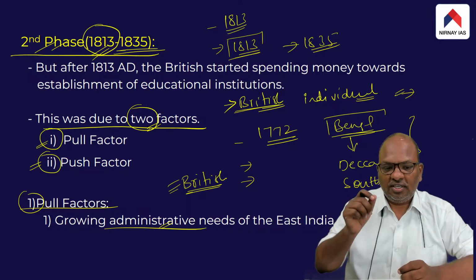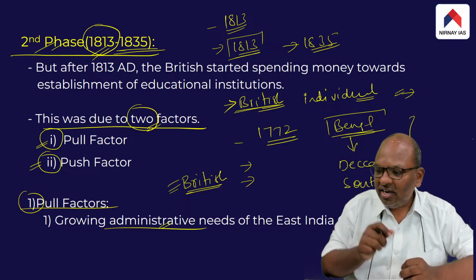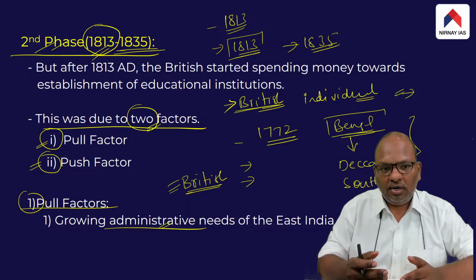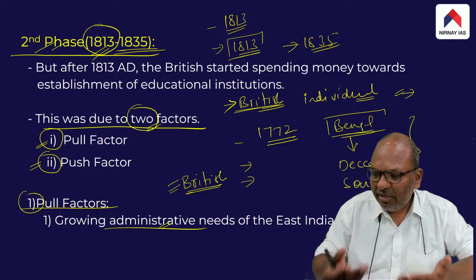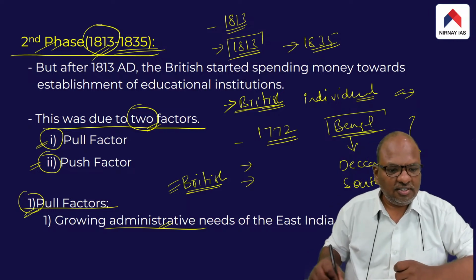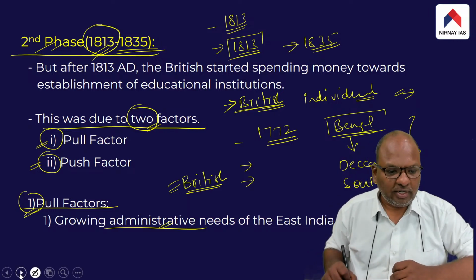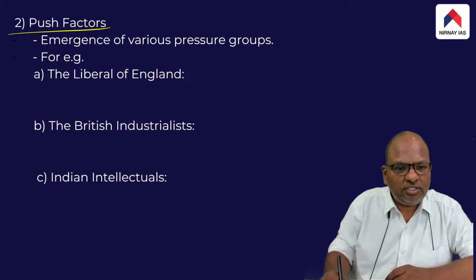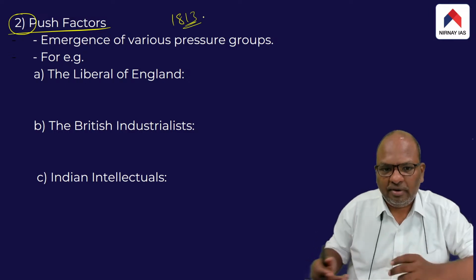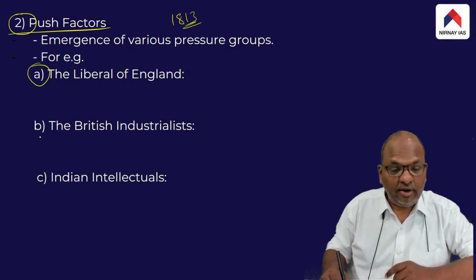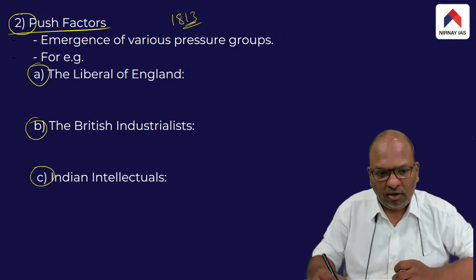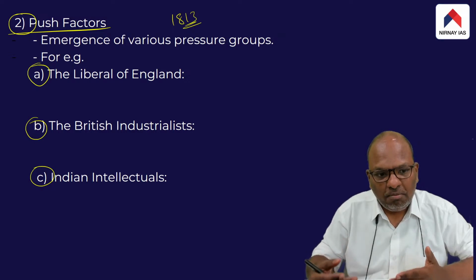But the point is, the East India Company wanted Indians to have some knowledge of English. That's the point. And therefore, the British started establishing some educational institutions from 1813 onwards. So the first factor is the pull factor. Now come to the push factors. What made the British spend money towards education from 1813 onwards? There are, in fact, four factors that pushed the British, that made the British spend money towards education.